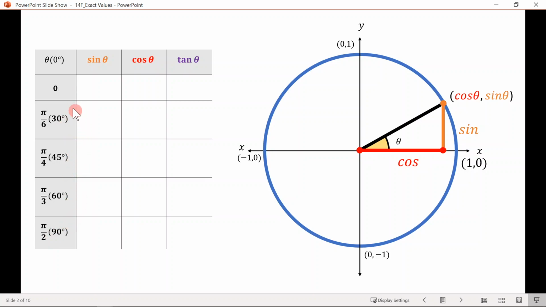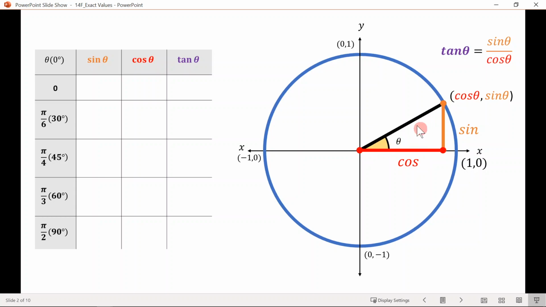We've actually seen the exact values for the angle 0 and pi on 2 in previous lessons. In this lesson, we're really going to be concentrating on pi on 6, pi on 4, and pi on 3. We're going to be introducing these. So we're going to be finding the exact values for sine, cos, and tan. So sine is my y value, cos is my x value, and then tan is sine over cos. So we're going to be finding all of these exact values.